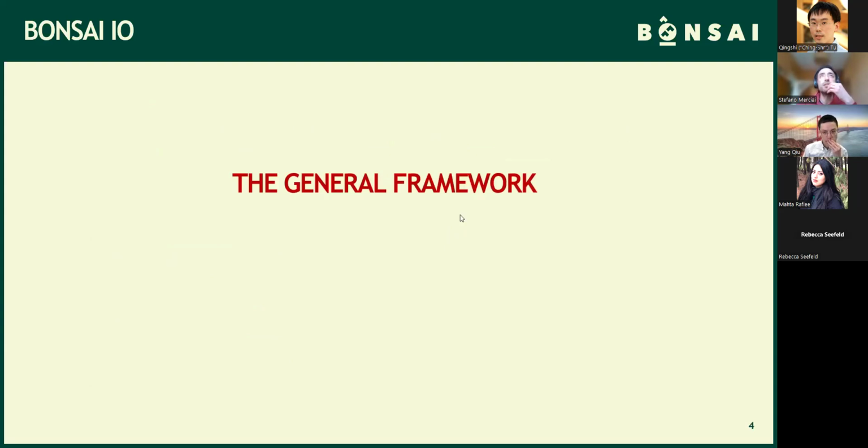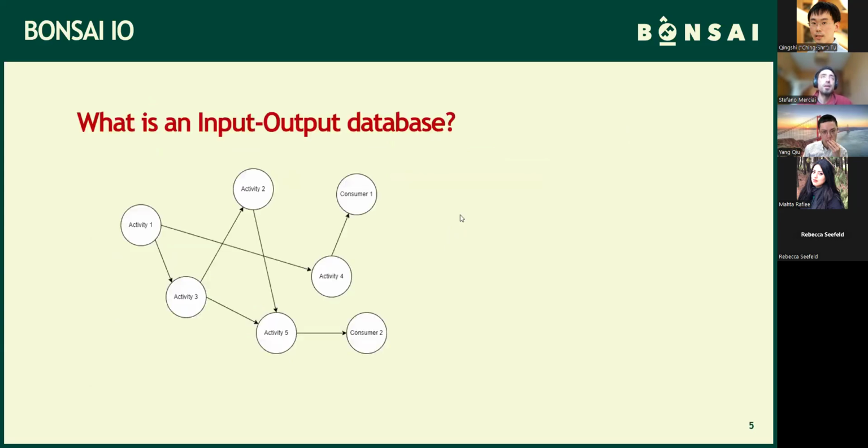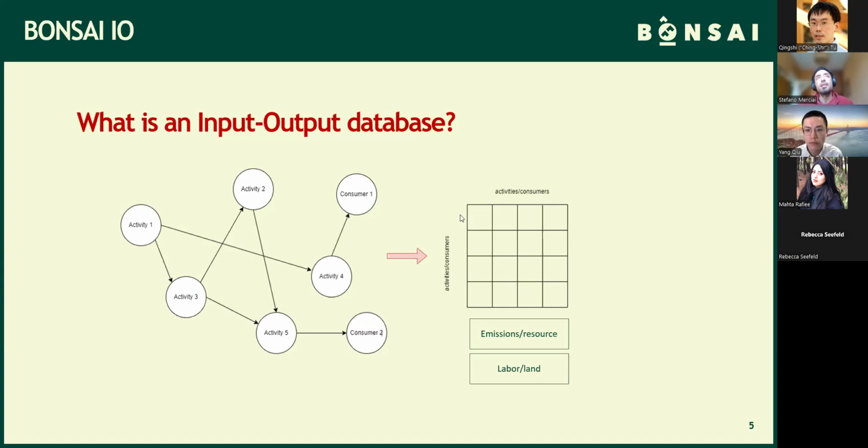Now I will introduce the general framework, because it could be that I'm mentioning input-output tables, and these are not familiar concepts for industrial ecology. So I'll spend a few minutes to explain what exactly an input-output database is. Perhaps you are more familiar with a graph or a chart where you have activities that are exchanging products. They can be products or services, and then there are other agents that are consuming these products. This chart can be included in a matrix format.